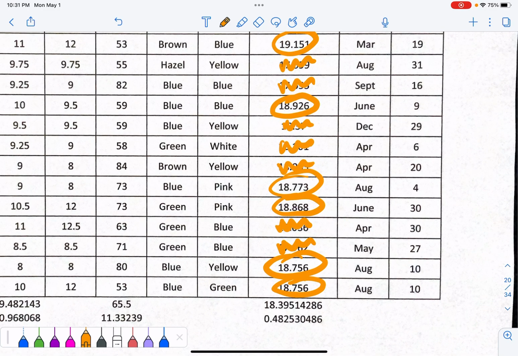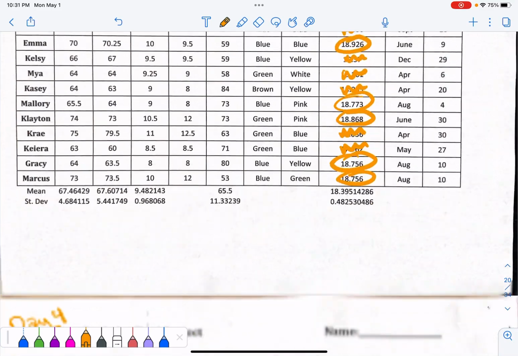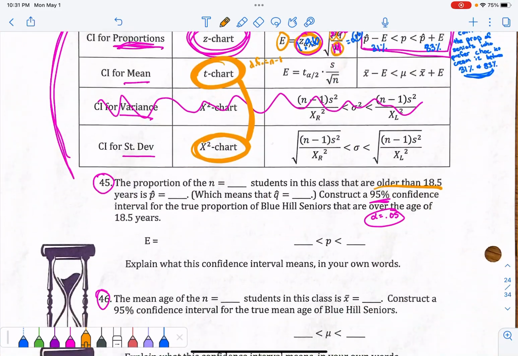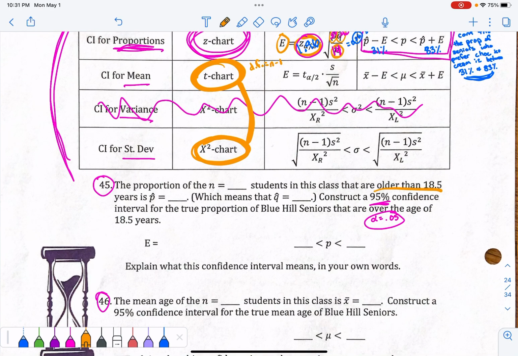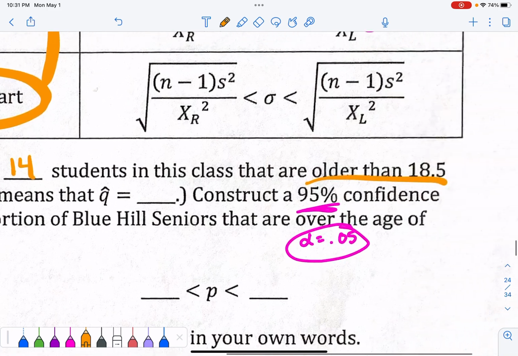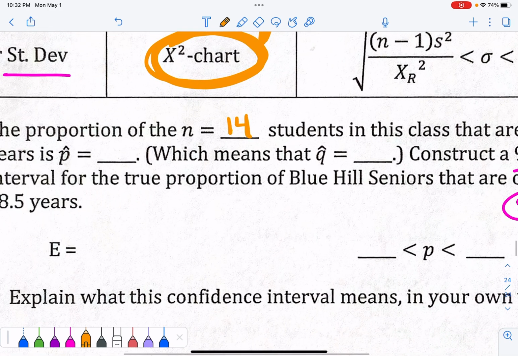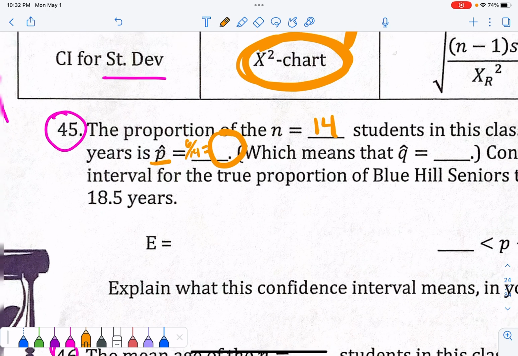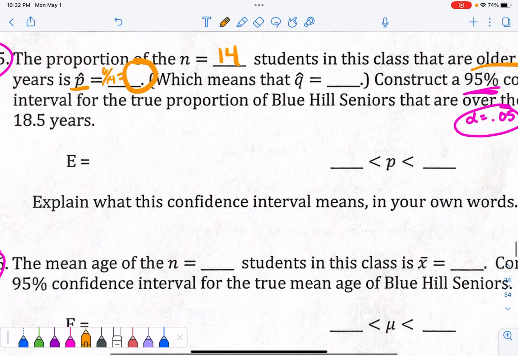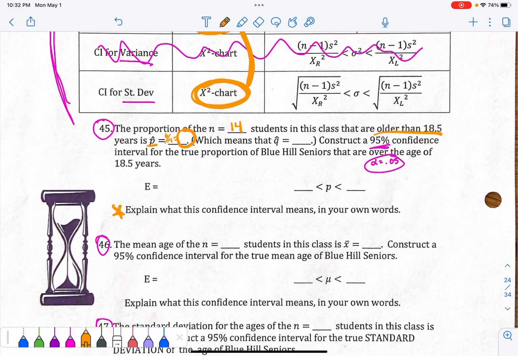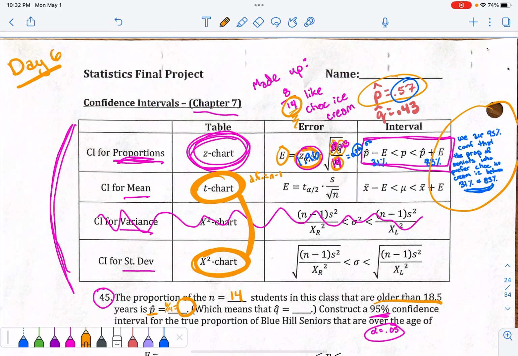1, 2, 3, 4, 5, 6 out of 14. Okay, that's what you're looking at for this information down here. 6 out of 14. 14 students for N. The proportion of students older than 18 and a half is 6 out of 14, which is whatever percentage that goes here. That's your p-hat value, okay? That's what you're looking at for 45. Make sure that you explain what this confidence interval means in your own words, kind of like I did right here. What does that confidence interval mean?